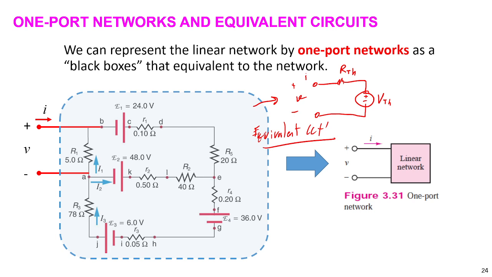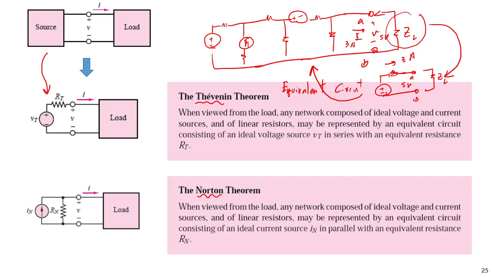So how to get the equivalent circuit of the complex circuit? We can get two forms of equivalent circuit. With the voltage and resistance, we call this the Thevenin equivalent circuit. Or we can write it as a current source with parallel resistance, which we call the Norton equivalent circuit. We can transform between Thevenin and Norton.